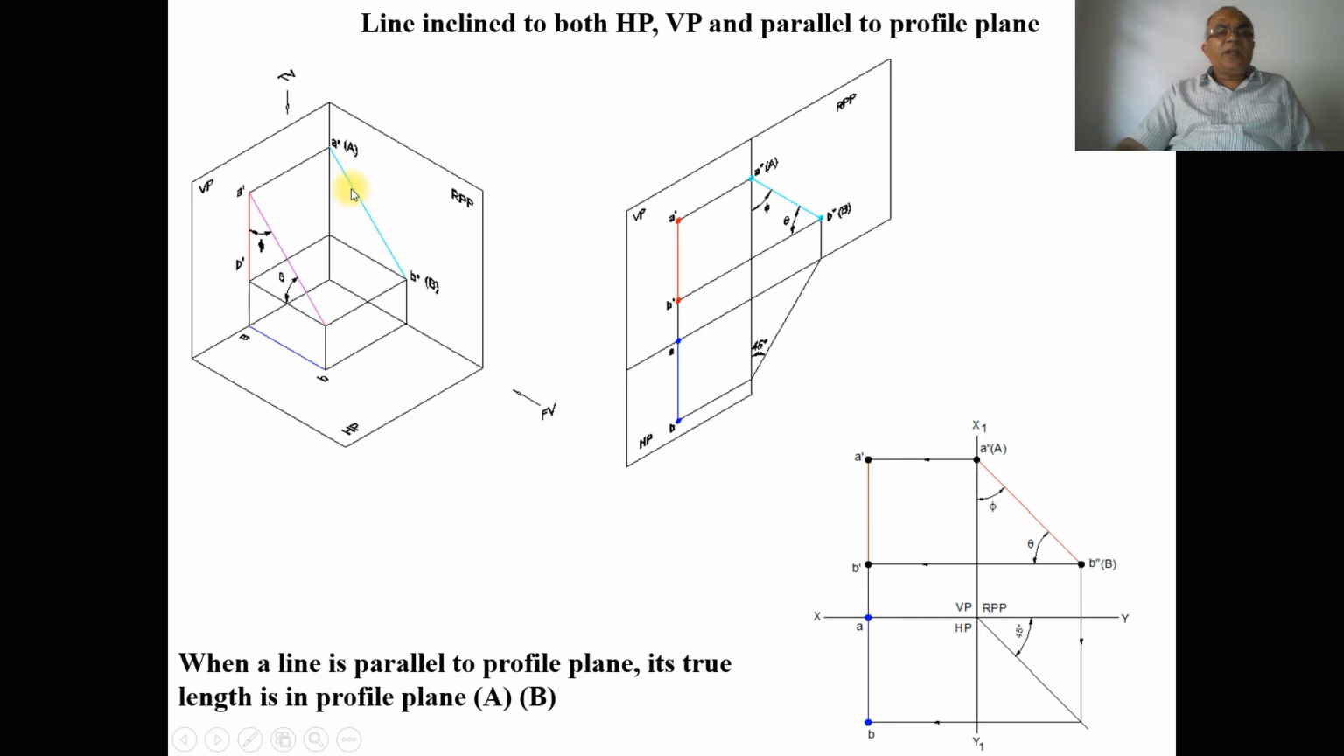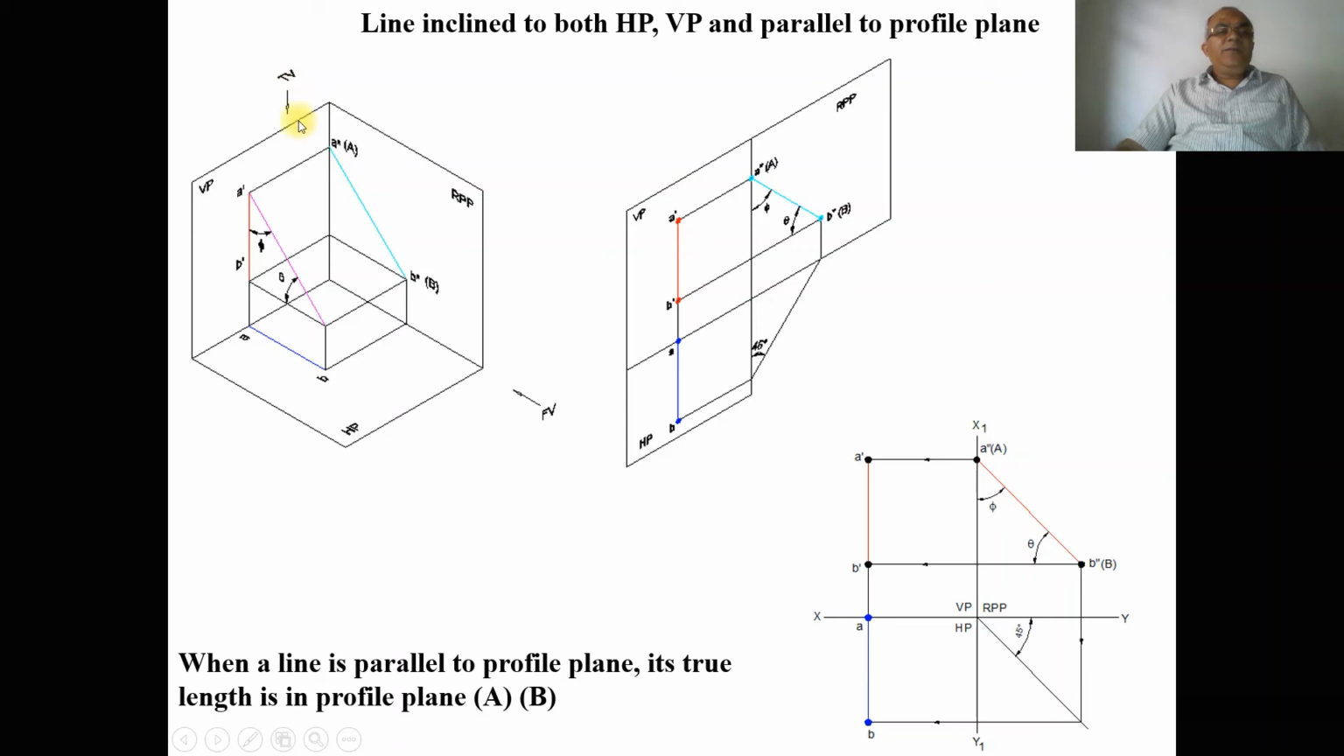Since the line is parallel to the profile plane, you are getting the true length in the profile plane, that is represented by capital A and capital B. Since you are looking from the left side view, the image is going to fall on the right profile plane. So A double dash is here and B double dash is here. When the two endpoints are equidistant from the profile plane, we can see in the front view that both A dash and B dash are equidistant from the profile plane.